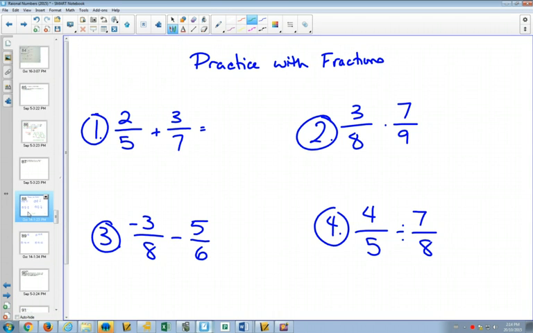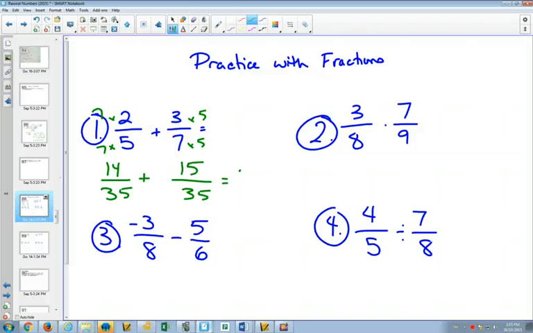All right, so the first one, the lowest common denominator between 7 and 35, which is the lowest common multiple between them, is 35. You get that by multiplying by 5. So if I multiply this by 5, I multiply this by 5, get 14. Multiply this by 5, multiply this by 5, I get 15. I'm adding, so I get 29 out of 35.